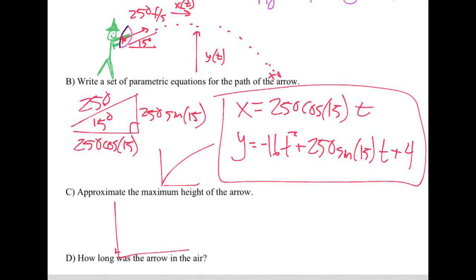Graphing it with this new window, I get a graph that looks like that. And wow, I almost have it perfectly for the X maximum, which means this person is shooting this arrow really far.